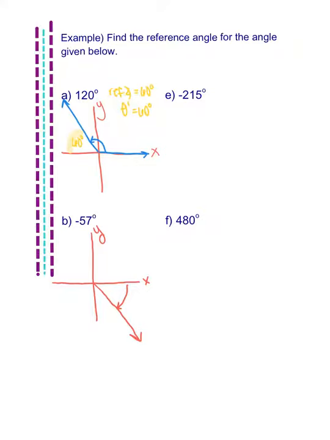Now when I'm looking at, I actually want to draw that in blue just to be consistent. So there's negative 57 degrees. Reference angle is terminal side to x-axis, right here. So when I go terminal side to x-axis, I notice that the reference angle here is just 57 degrees. It's just the positive angle measure.